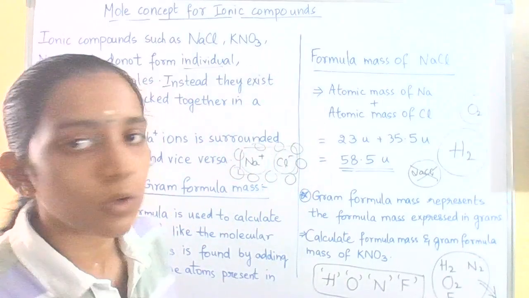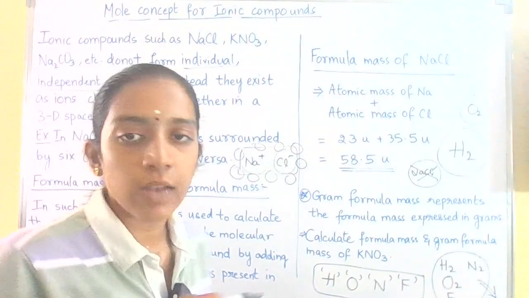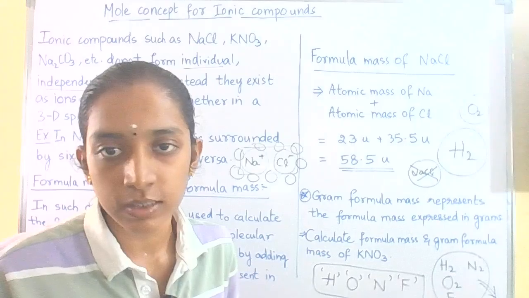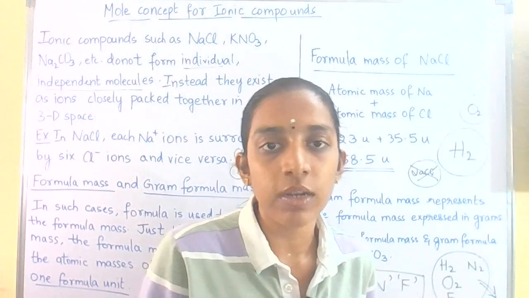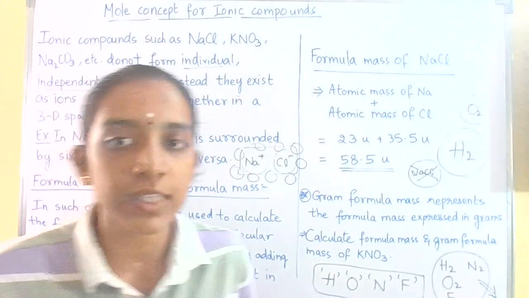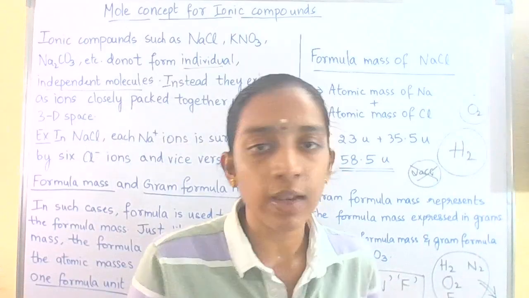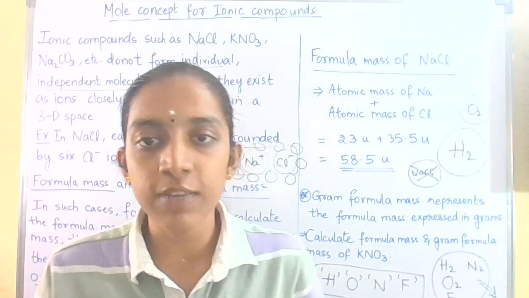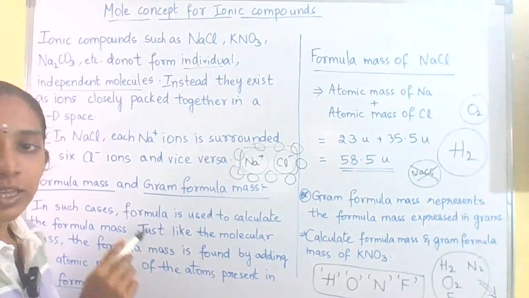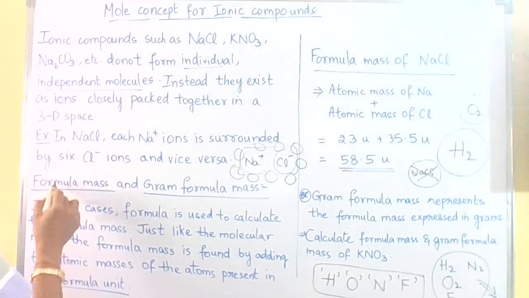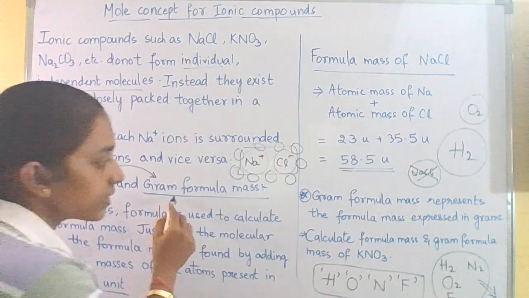So that is why we are studying the mole concept for these ionic compounds separately. And here for these ionic compounds, when we calculate the mass, we should not call it molecular mass. We should call it formula mass. For atoms, when we calculate the mass of an atom, we call it atomic mass. And if it is expressed in grams, we call it gram atomic mass. And for molecules, we'll call it molecular mass, and in grams, gram molecular mass. And for ionic compounds, we have to call it formula mass. And when the formula mass is expressed in grams, it is called gram formula mass.